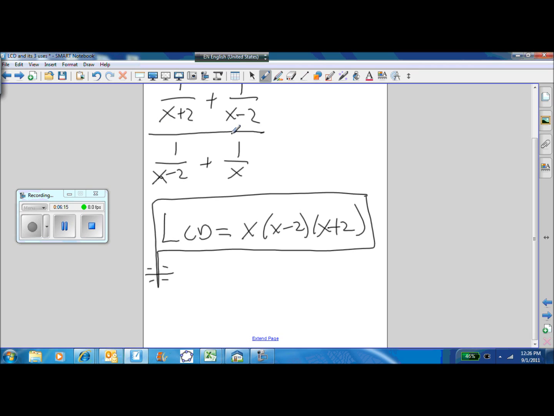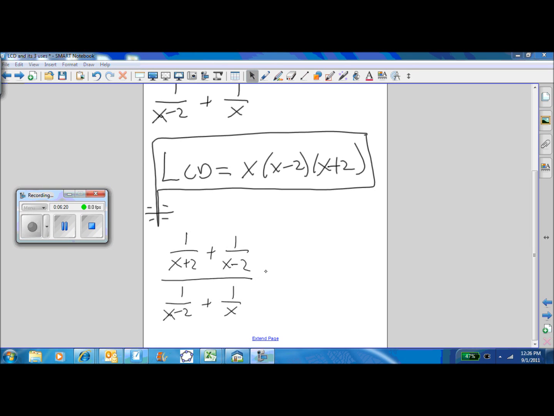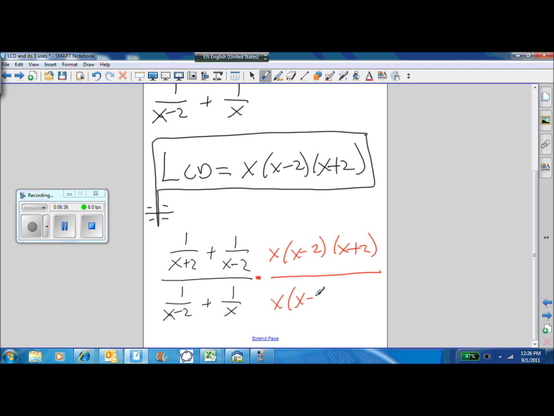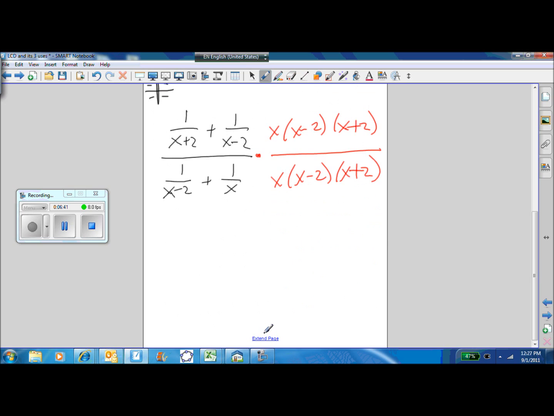And now the trick here is to multiply both numerator and denominator by the LCD. Here's our original problem again, and now we're going to multiply both the numerator and denominator by the LCD. And it's the overall LCD of both numerator and denominator. So x times x minus 2 times x plus 2 all over x times x minus 2 times x plus 2. Let's see what happens now. It should get rid of all these secondary fractions. I mean, the whole thing is still going to be a fraction. You can't avoid that. But it's going to get rid of all the secondary fractions.